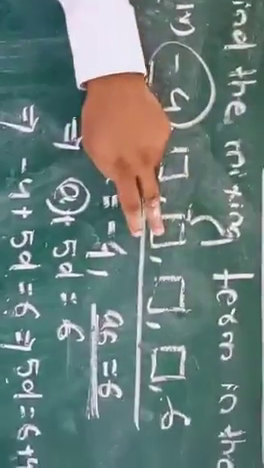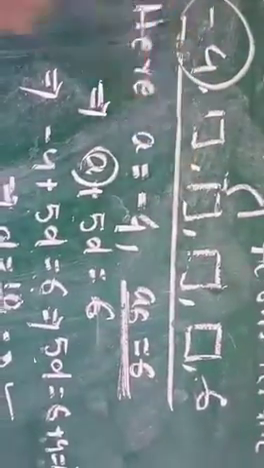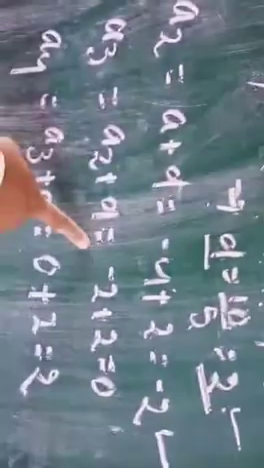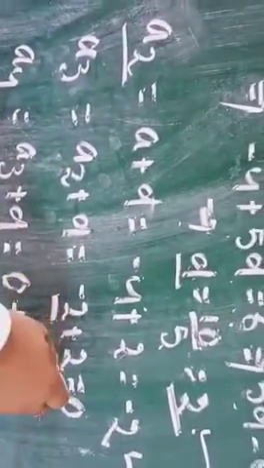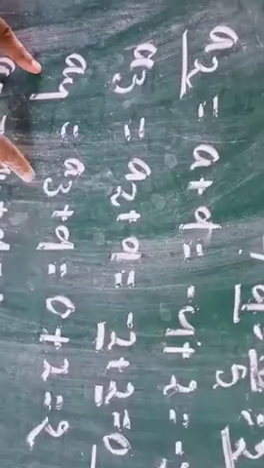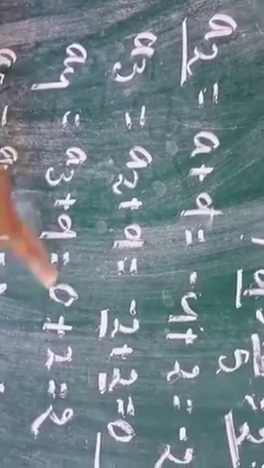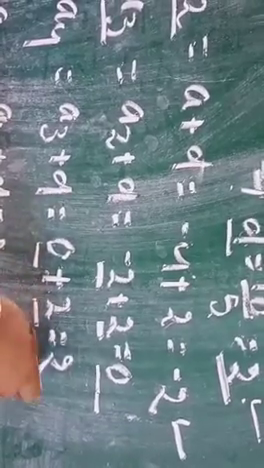A1, A2, A3. A3 is equal to how much? A3 is equal to A2 plus D. A2 is equal to minus 2, plus D is equal to 2. Minus 2 plus 2 is equal to 0. Then A4. A4 is equal to A3 plus D. A3 is equal to 0, 0 plus D is equal to 2, so it is 2.